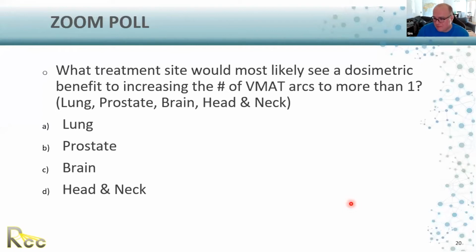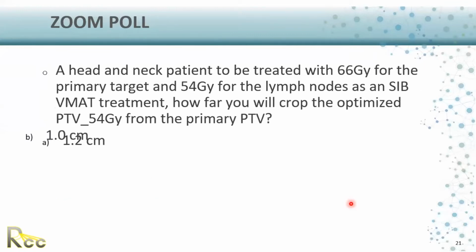It seems like pretty much everybody's saying head and neck. Excellent, which is head and neck. Great. Due to the complex target volume and the frequent use of multiple prescription levels, as we have in this homework, the SIB plan, head and neck cases are most likely to see significant dosimetric improvement when using more than 1 VMAT arc. Okay. The next question, let me just put the options up.